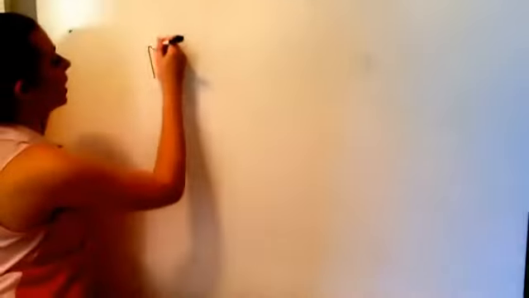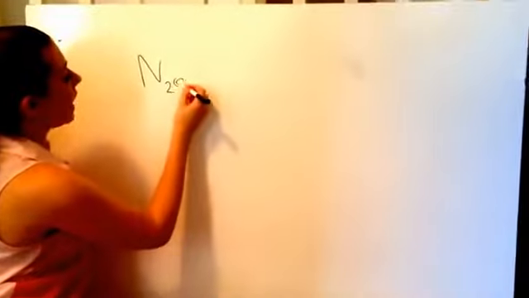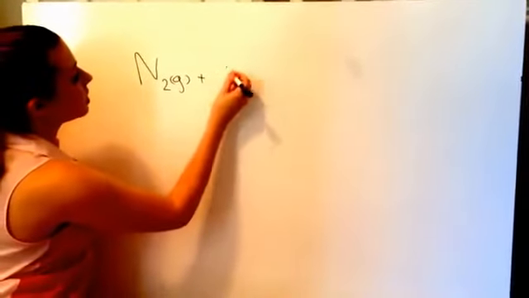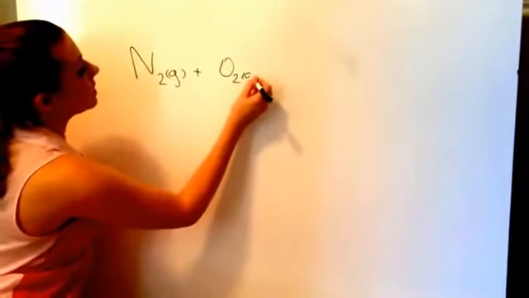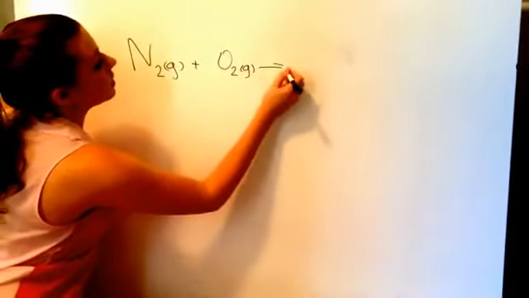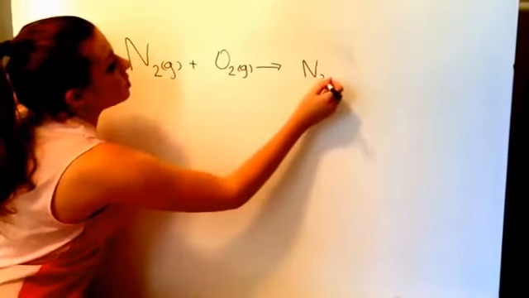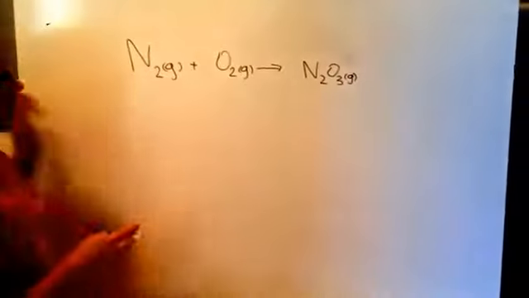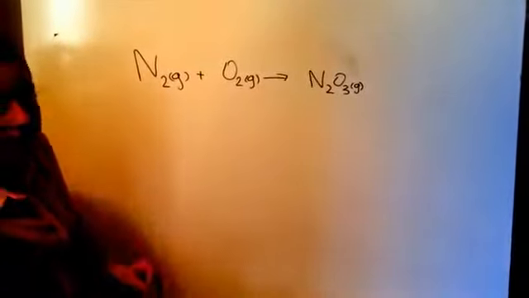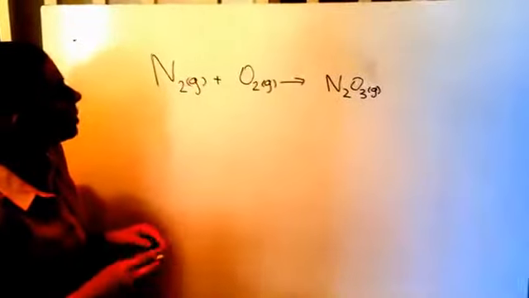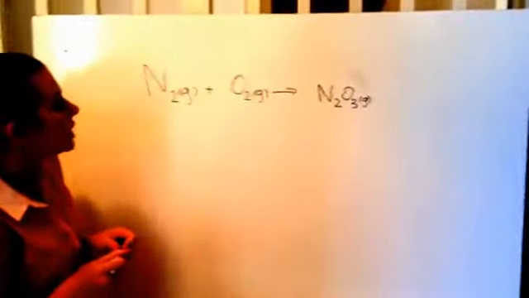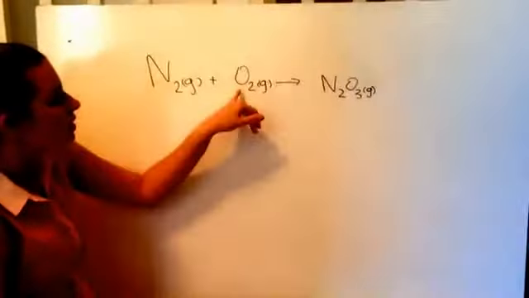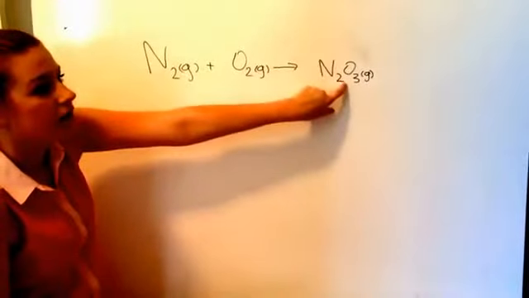It's N2 gas plus O2 gas yields N2O3 gas. Okay, so we're going to start out by balancing the equation. So we're going to start out with an easy number, which is O.